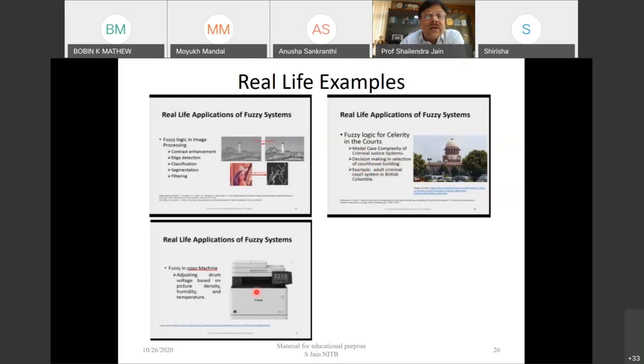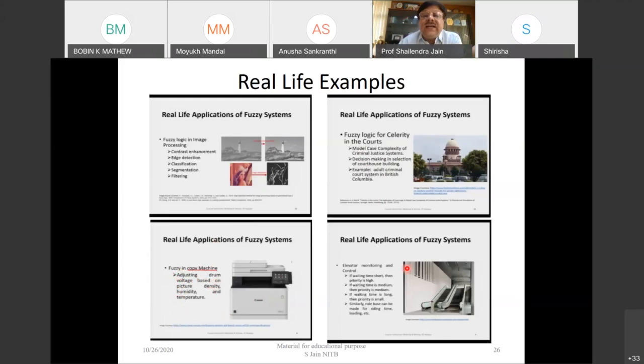In your photocopier, many times in photocopiers and printers, if your papers have moisture, then 2-3 papers may proceed together and may jam your machine. So in fact, we use fuzzy theory for adjusting the drum voltage based on picture density, humidity and temperature. In escalator systems, elevator modeling and control, we are again using the fuzzy system. Wherever you need to take a decision, we can apply fuzzy theory if your inputs are vague, not well defined.